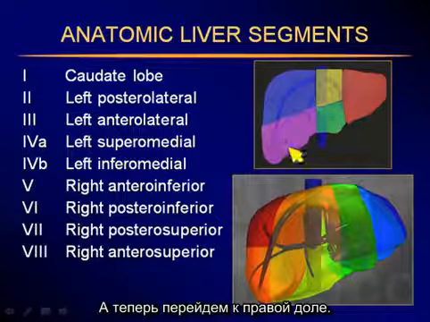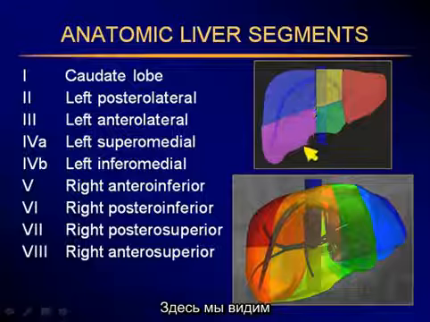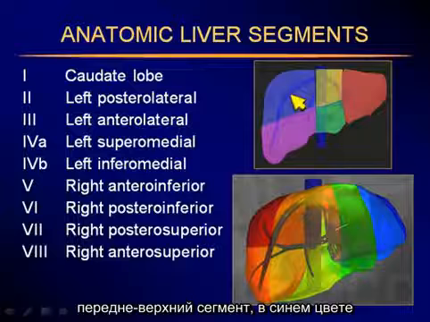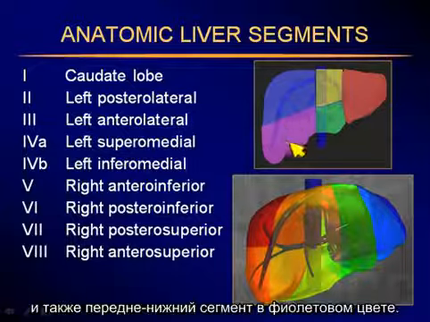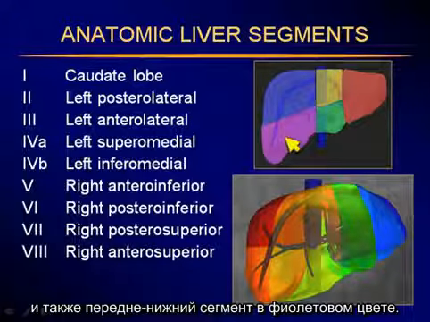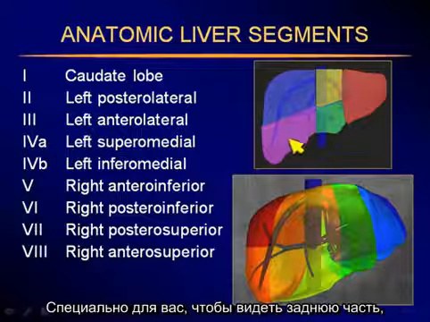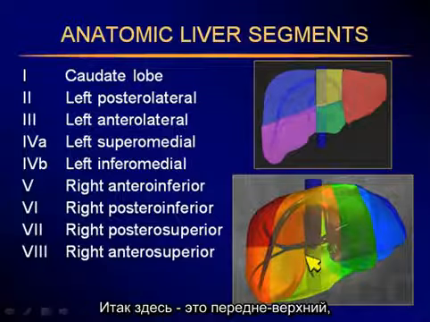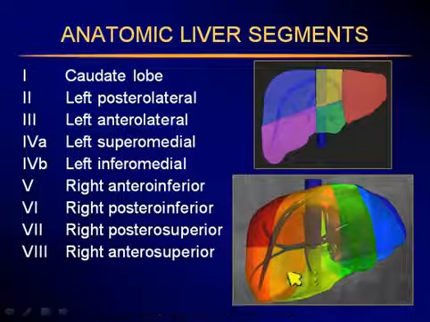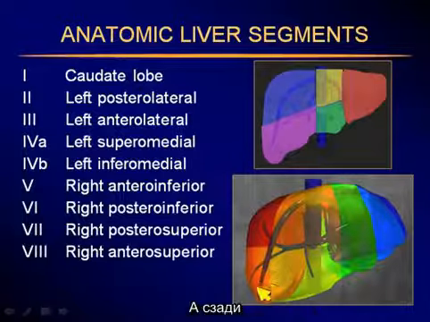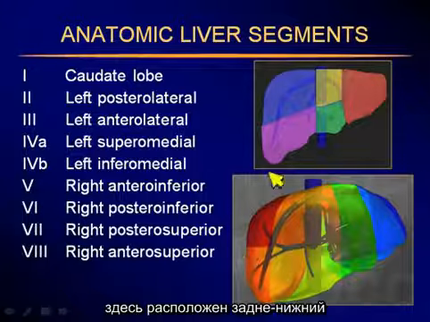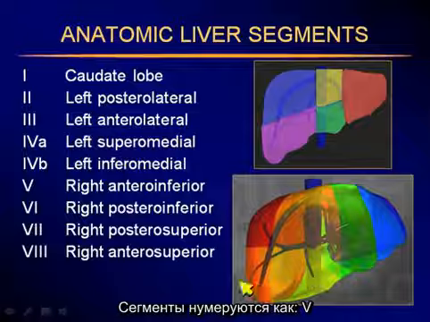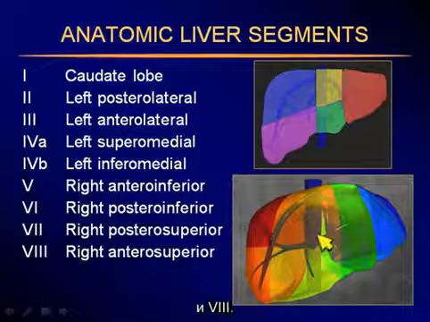We have a superior and inferior medial subsegment. And when we get to the right lobe, here we have anterior superior in blue, and we have anterior inferior in purple. For you to see the back, I've rotated this liver slightly. So here's anterior superior, anterior inferior. In the back is posterior inferior and posterior superior. These segments are labeled 5, 6, 7, and 8.